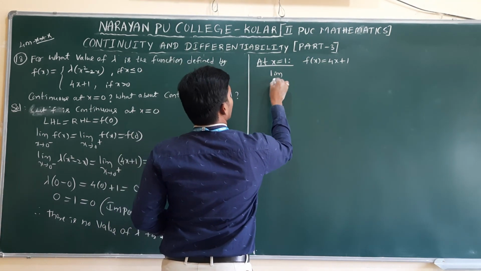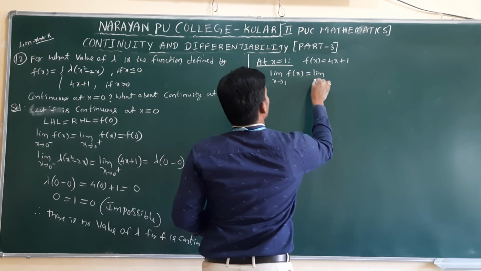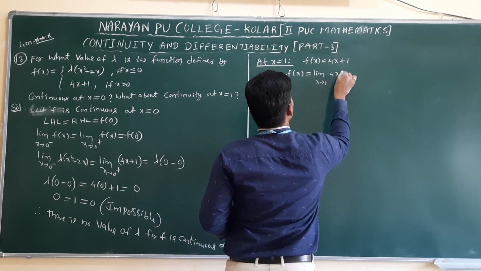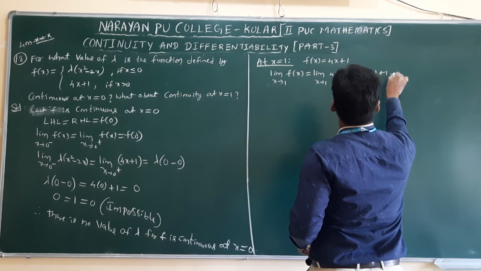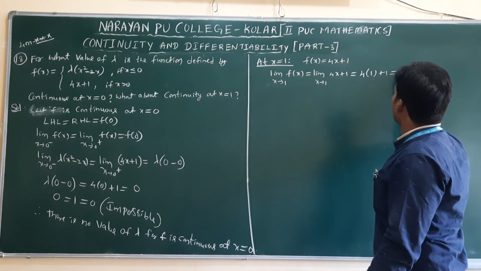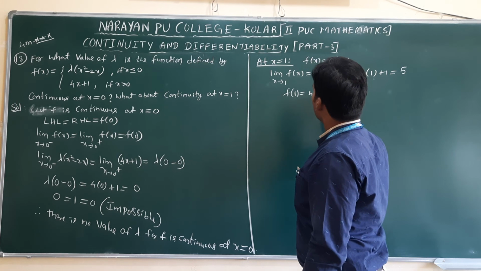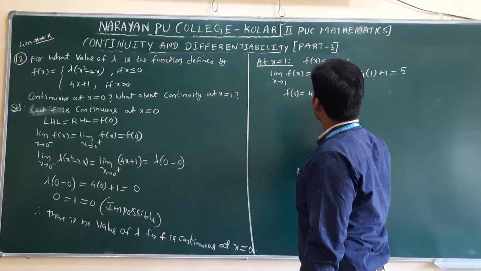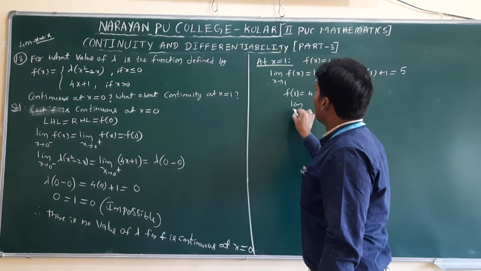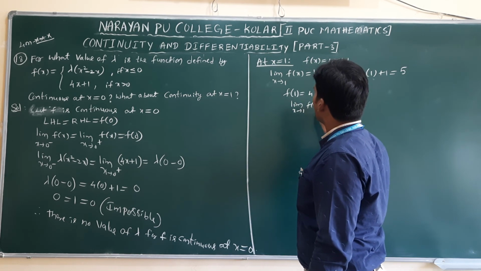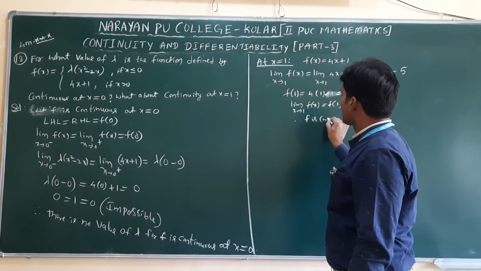Single function means you will use the first definition. Limit x tends to 1 f of x equal to limit x tends to 1 of 4x plus 1. Substitute x value 1: 4 into 1 plus 1, 4 into 1 is 4, plus 1 is 5. Next f of 1 is 4 into 1 plus 1, again this is also 5. Here the limit value and function value are both the same. Therefore f is continuous at 1.